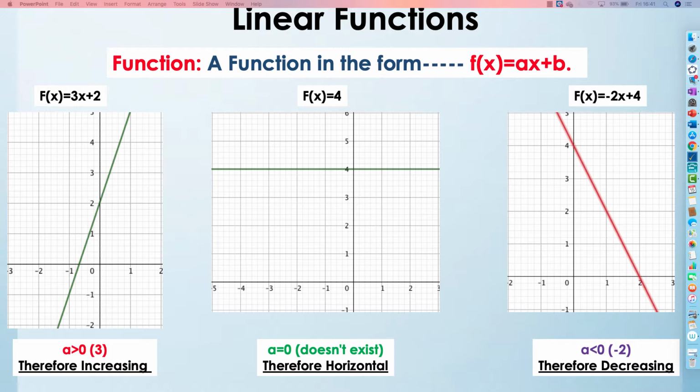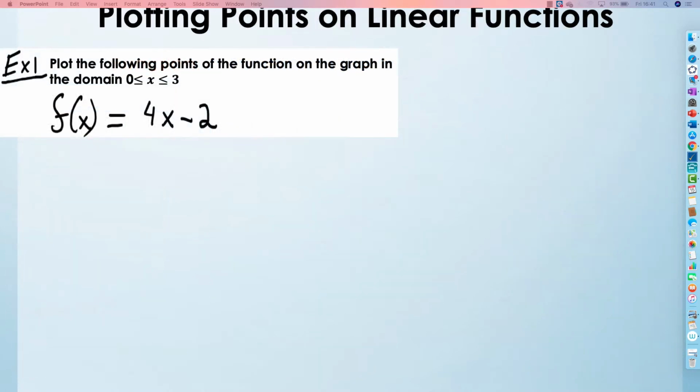So, plotting functions. The whole point of this is to plot them on a graph. So that's generally what you're going to have to do. So we look at the following. Plot the following points and function on the graph in the domain between 0 and 3, 4x minus 2. So, is this going to be going up or is it going to go down? Increasing. How do you know it's going up? 4 is a positive number. So, as we go from left to right here, this is going to be going up.